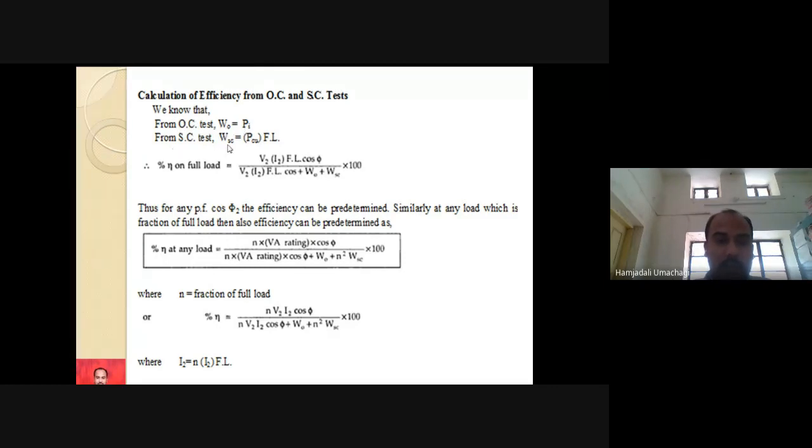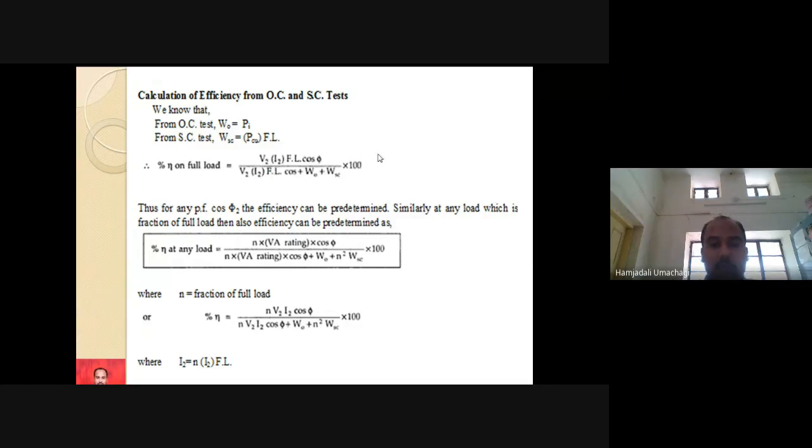From the short circuit test, the wattmeter reading W_SC is giving us the copper loss P_CU at full load. Now, efficiency on full load. Efficiency on full load means output by input. What is the formula of efficiency? It is the ratio of output by input.